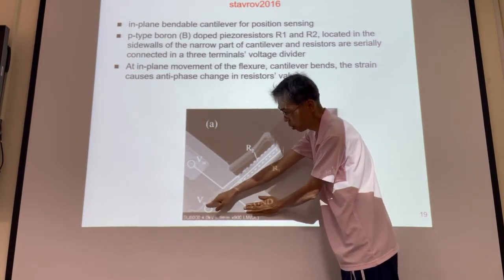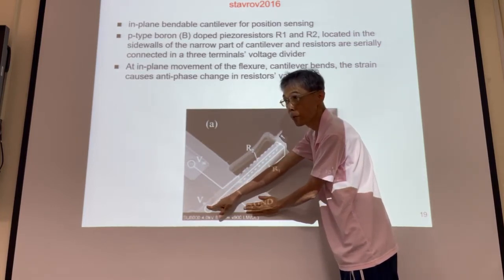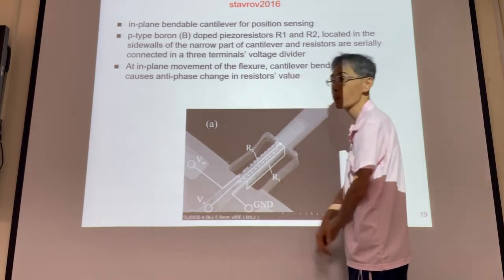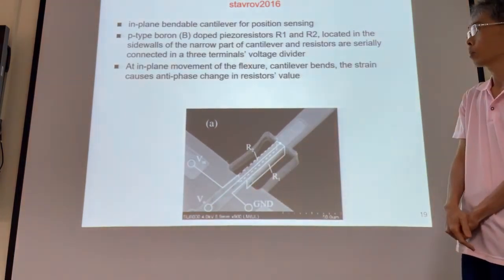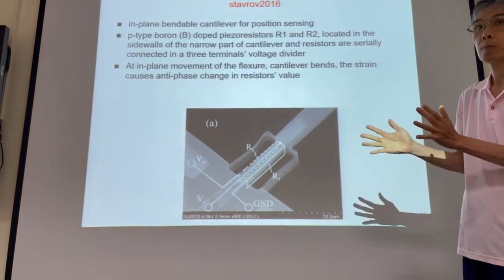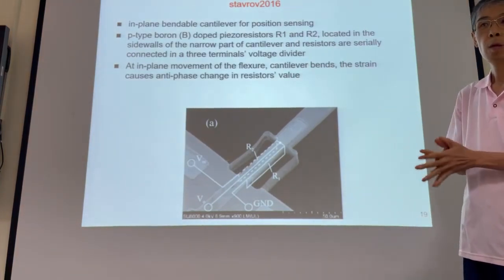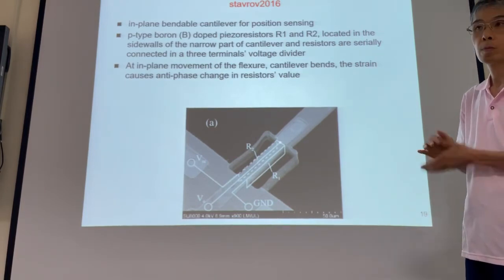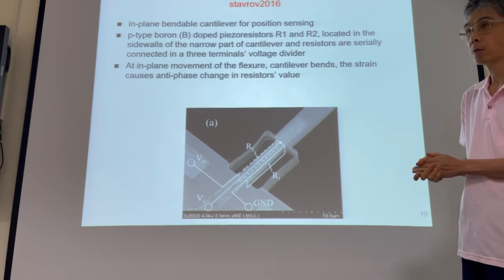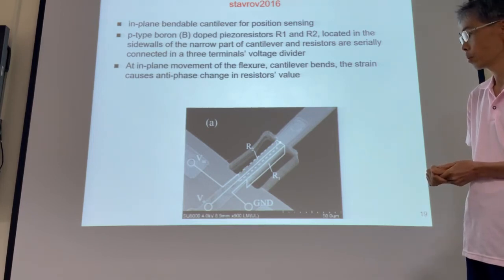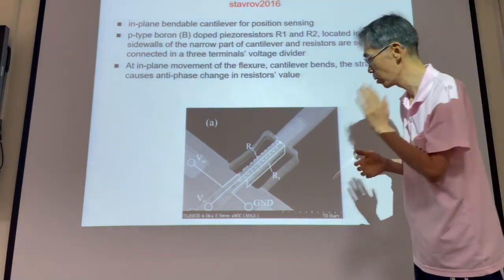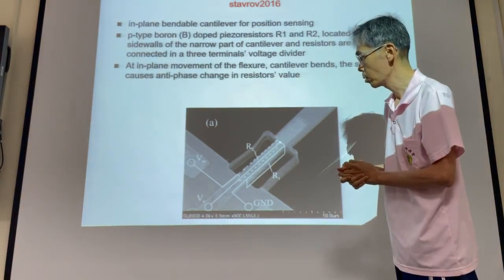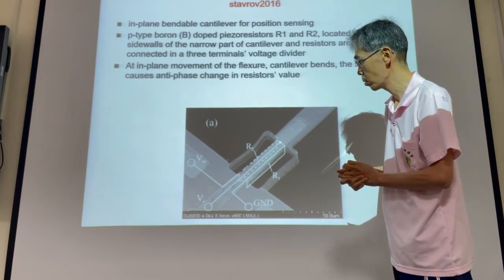So what's the value of VO? This is voltage divider. VO is V in multiplied by R2 divided by R1 plus R2. Sorry, again. V in multiply by R2 divided by R1 plus R2.